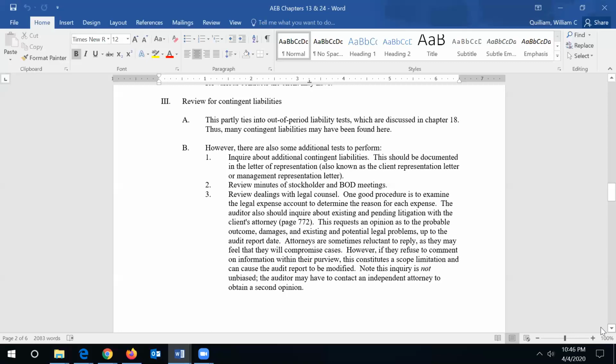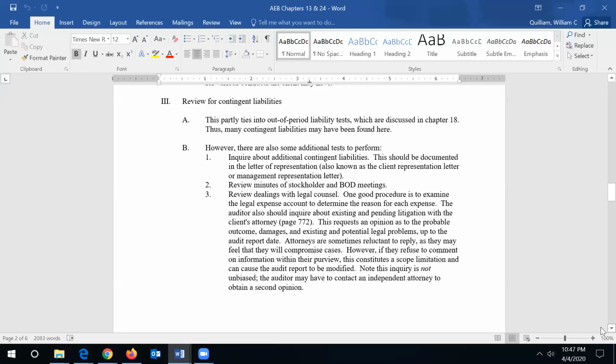And the auditor should also inquire with the attorney, the client's attorney, about existing and pending litigation, and there's an example of an inquiry on page 772. Look at it briefly when you have a chance. I will not test you on this. So just get a little idea of what this is. But this request and opinion is as to the probable outcome, damages, and existing and potential legal problems up to the audit report date. In our case, March 1st.